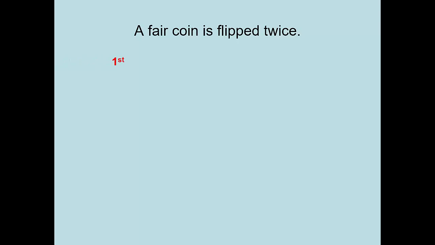So on our first event, our first event is us flipping the coin the first time. When we flip the coin the first time, it has the possibility of getting a heads, or it has the possibility of getting a tails. Notice that I've used abbreviations.